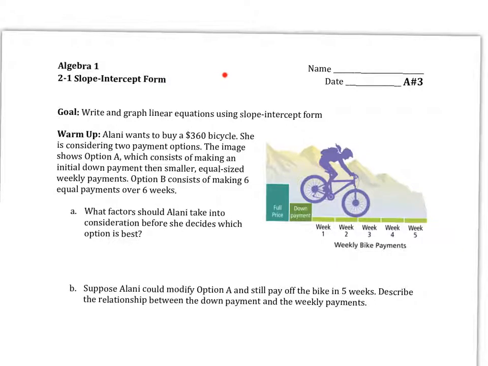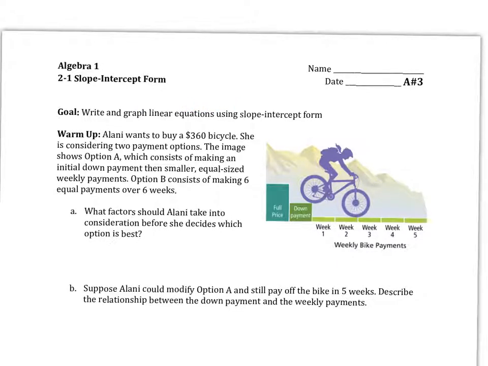Alani wants to buy a $360 bicycle. She is considering two payment options. The image shows option A right here. Full price is there, which consists of making a down payment and then smaller, equal-sized weekly payments. Option B consists of making 6 equal payments over 6 weeks.